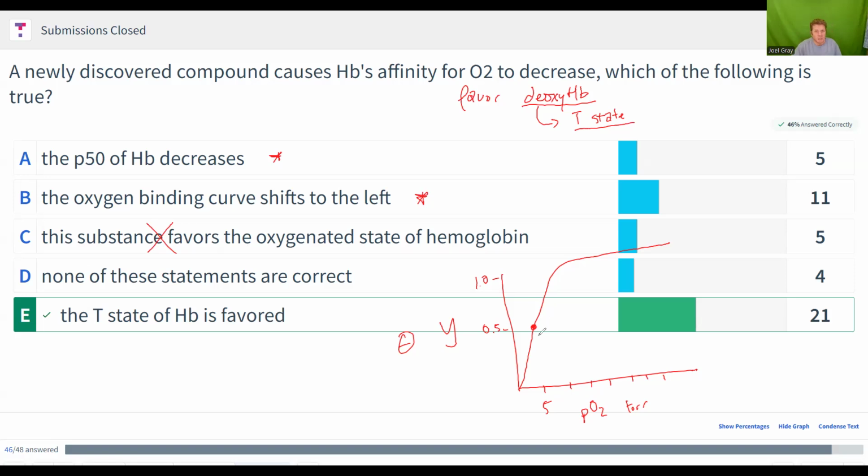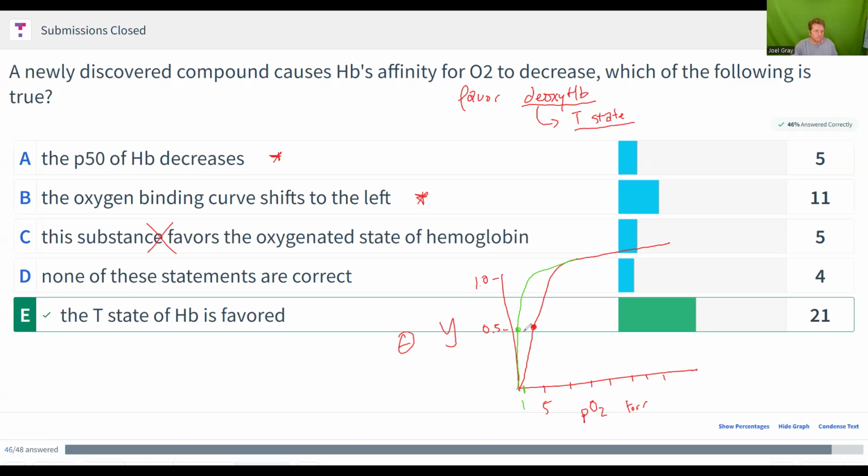Okay, so just to illustrate that, let's say that I drew a curve, effectively the same shape, but shifted to the left. What would that look like? Okay, so here's our P50. Our P50 is now, let's call that 1. So when the curve shifts to the left, you have to look at that coordinate.